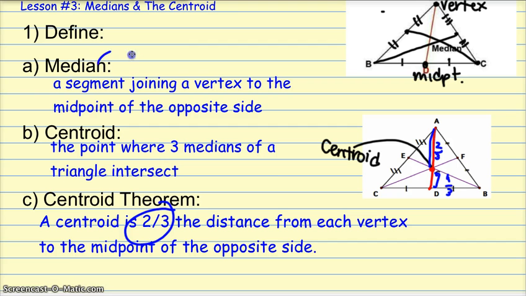One more thing before I move on. When we talk about median, we're talking about median of a triangle. This isn't median like mean, median, mode. It's median of a triangle.